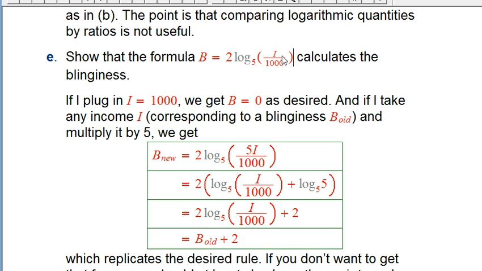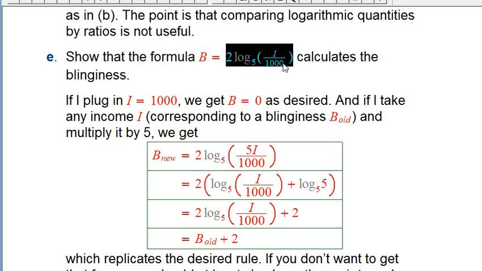Well, a couple ways. So we compare the income to our reference income. That's the first thing we do. That makes sure that I equals 1,000 is going to get 0. We take the log with the base being the fundamental step, the multiplicative step that we want to be operative on the income side. And that's going to count how many factors of 5 we are different from the base value. Sorry, the reference value, 1,000. And then we just say, okay, each of those steps is worth 2 blinginess points.